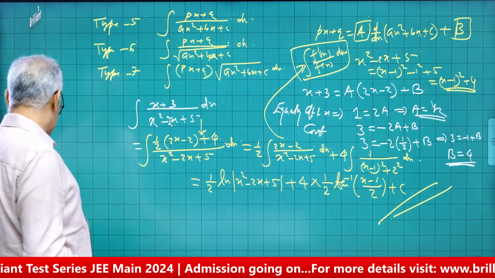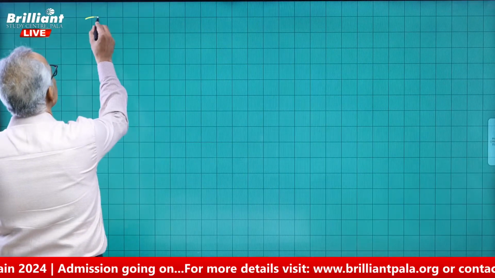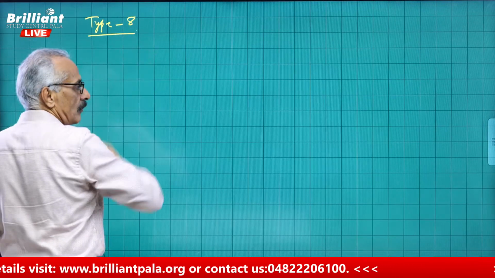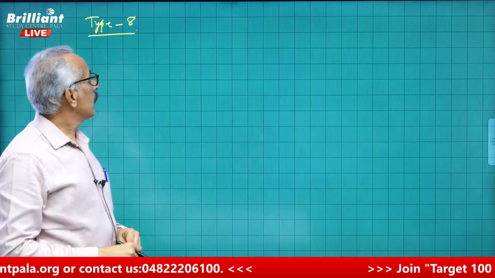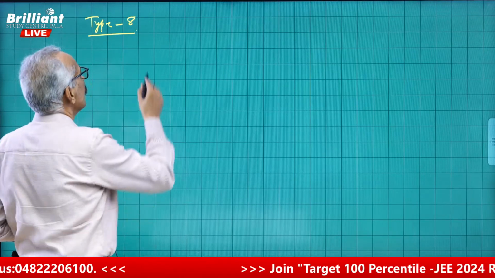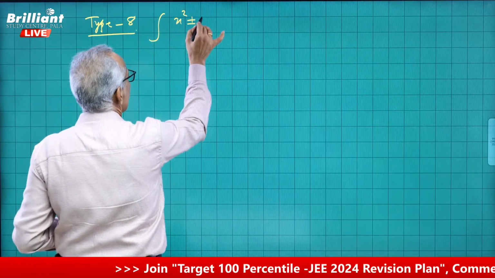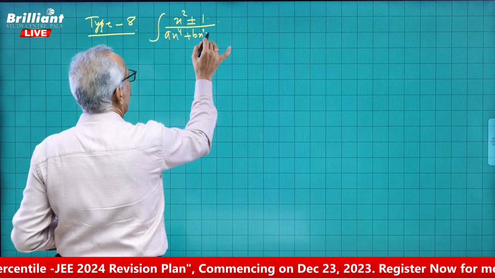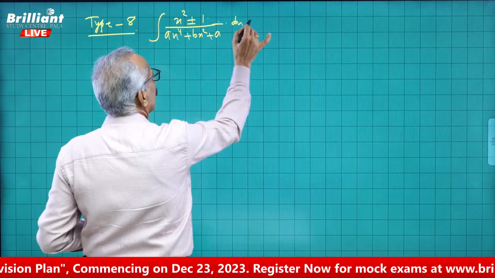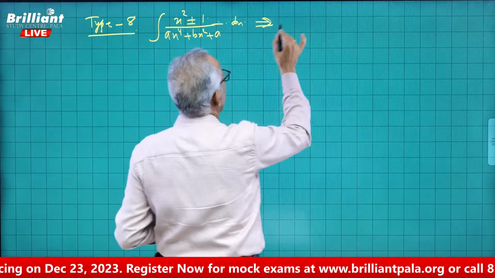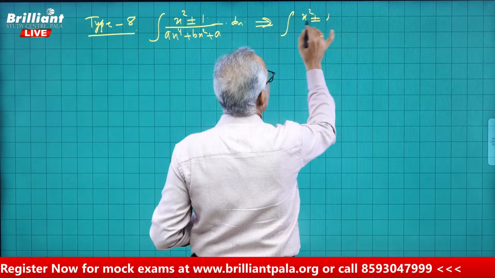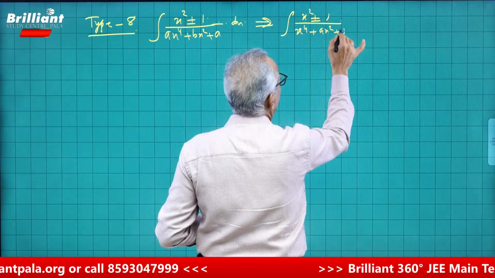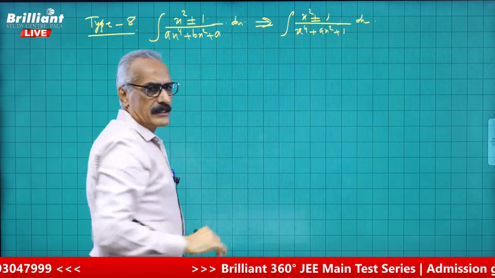Now we move on to the next type, that is type number 8. Rather, I say it's one of the most important types. It's integral of x square plus or minus 1 divided by a x raised to 4 plus b x square plus a. But usually in your books and guides, it will be like x square plus or minus 1 by x raised to 4 plus some a x square plus 1. They are the same, but I have just generalized it.